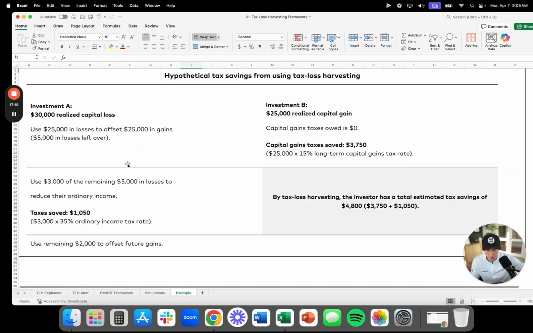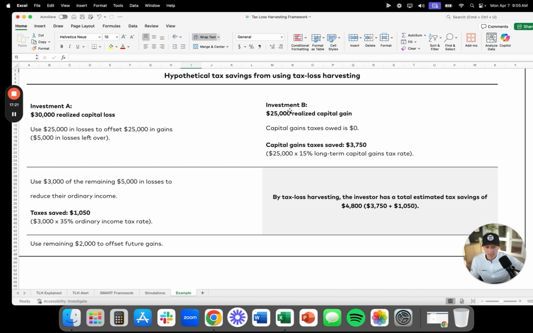So the example shows what we're going to do here: there's $0 capital gains taxes owed on this because this $30,000 essentially negated the $25,000 gain here. So therefore, we use $25,000 in losses to offset $25,000 in gains. However, 30 minus 25, we have $5,000 left over. So we have $5,000 in losses.